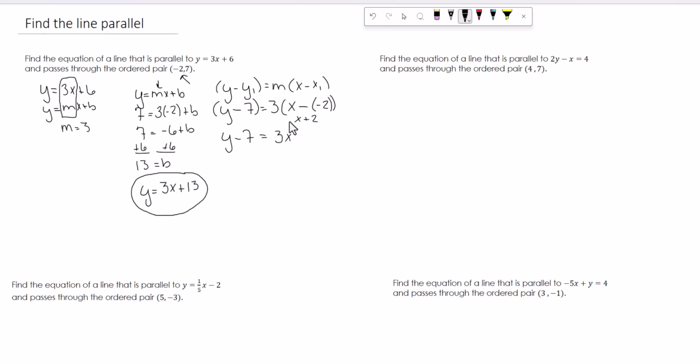3x, and then 3 times 2 is 6. I'm going to add 7 to both sides. And we have y equals 3x plus 13. So it's exactly the same. And all you have to do is decide which one you like, or maybe your instructor wants you to do a certain way. Let's go down a little bit.